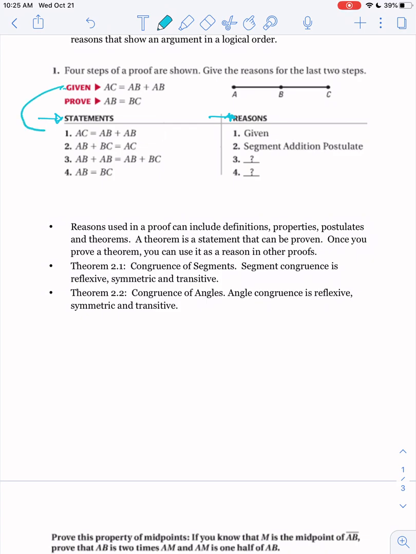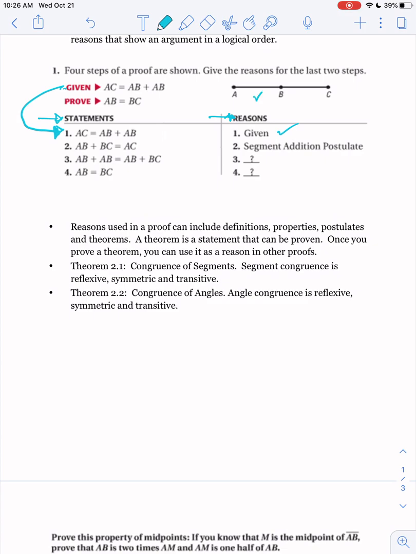So the first thing you're going to do is copy down your given statement into step 1, and you justify that. How do I know that's true? Because it was given. Now, step 1 leads to step 2. In step 2, we said that AB plus BC equals AC. We've never mentioned BC before, so I really don't think it came from step 1. If it doesn't come from the previous steps, then you want to go back to the diagram and see if you can see where that came from.